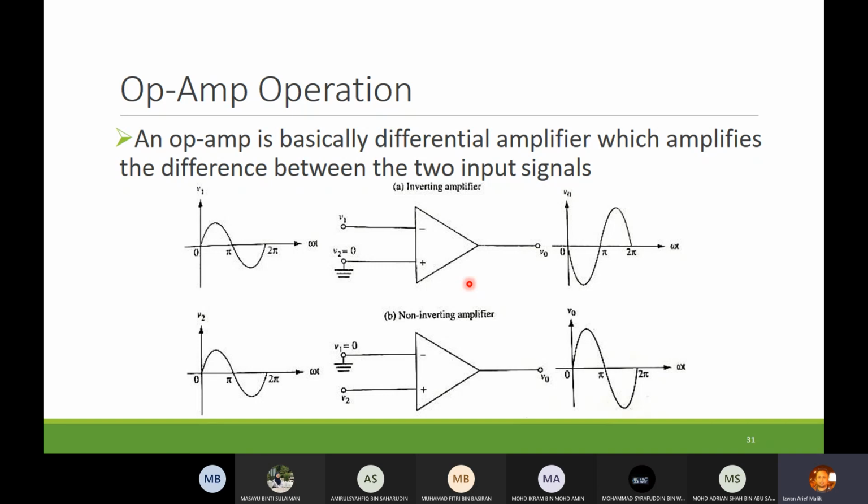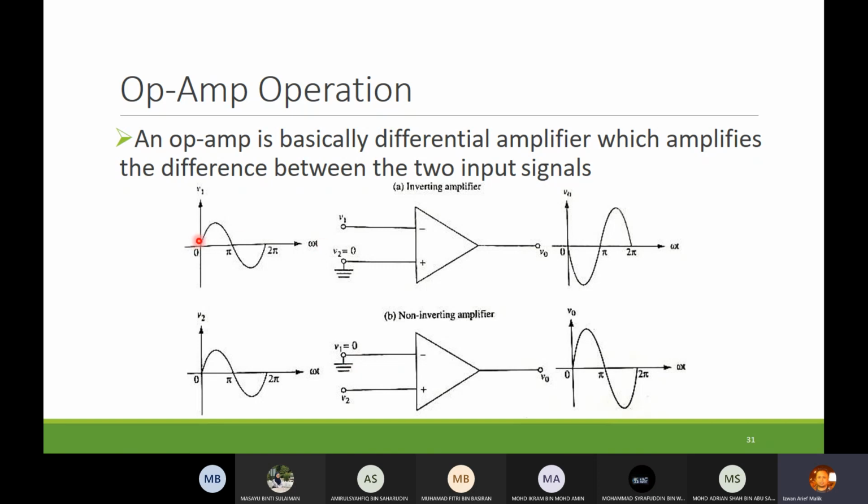So it is basically a differential amplifier which amplifies the difference between the two input signals. So this is an inverting amplifier. This is non-inverting. Okay, so the difference is, look at where V1 voltage is applied and which one we ground. So this one is inverting. So the input is going to the negative input pin of the op-amp. This one goes to the positive, and the negative one is grounded.